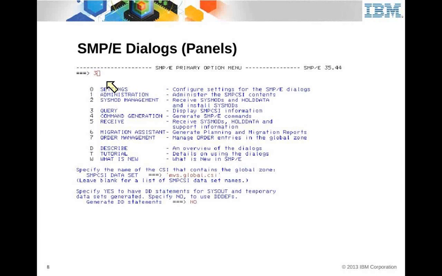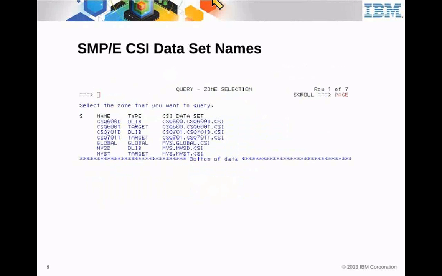So here I'm actually going to navigate the panels. I'm going to do a query to display the SMP CSI information. And then when you do that, you can actually hit enter and see all the different libraries. Now, in most cases, ignore the first four. That's MQ series. But here's the global zone. Here's the distribution zone, which is the D represented by DLIB, and the target.